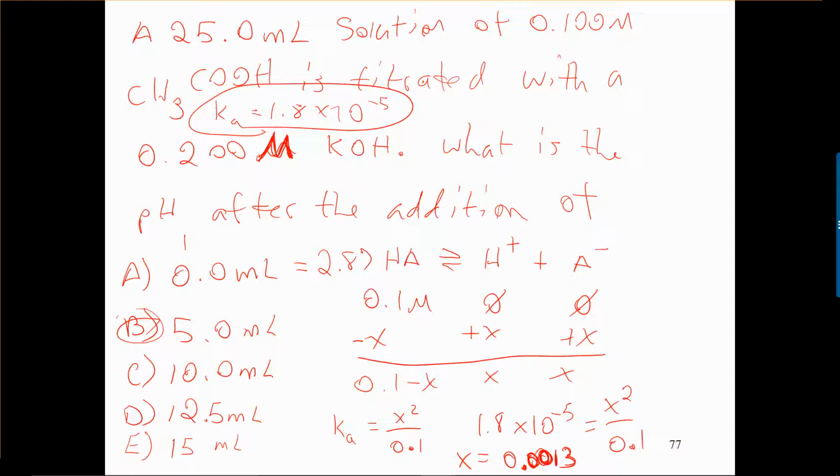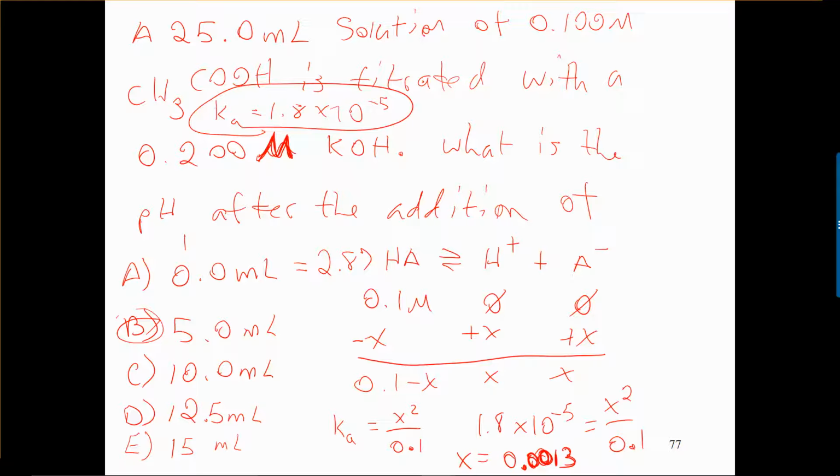All right, so that's pretty basic. What is the pH of an acid at this molarity? How'd you get the 2.87 again? X is the H plus ion concentration, so I take the negative log of 0.0013, and that gives me 2.87. If I take the anti-log of 2.87, it gives me this.